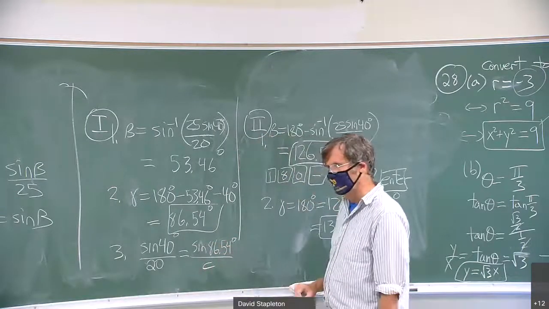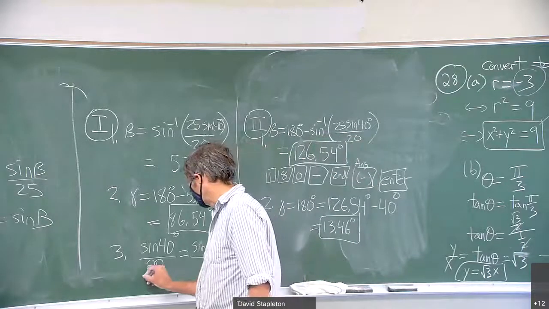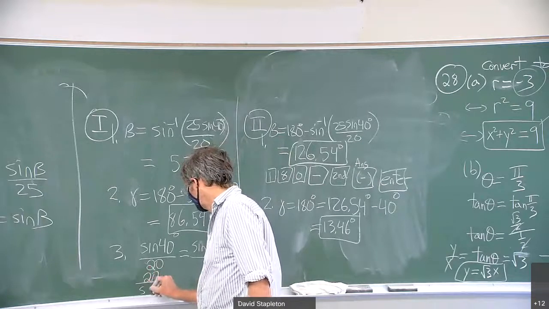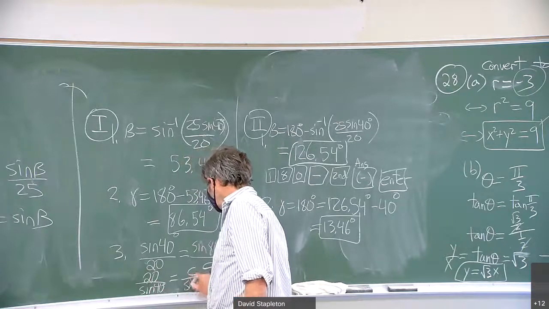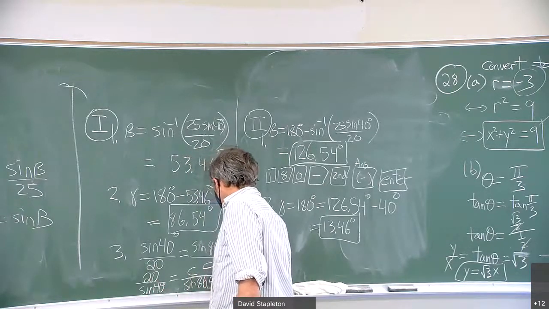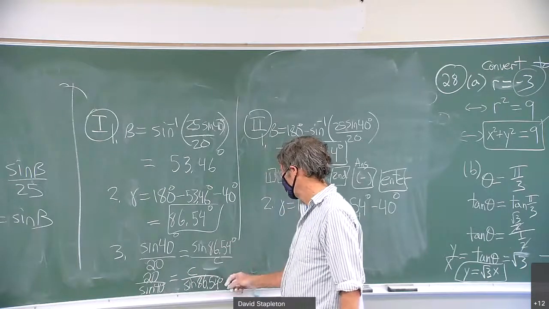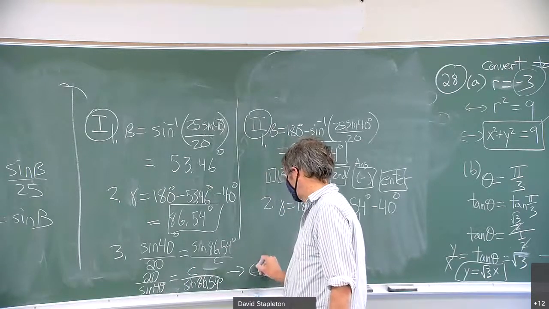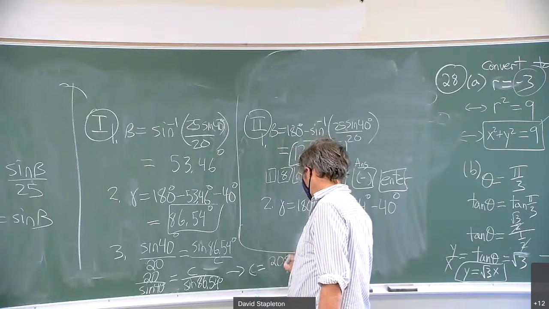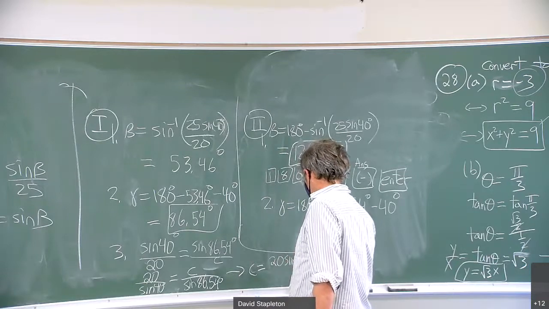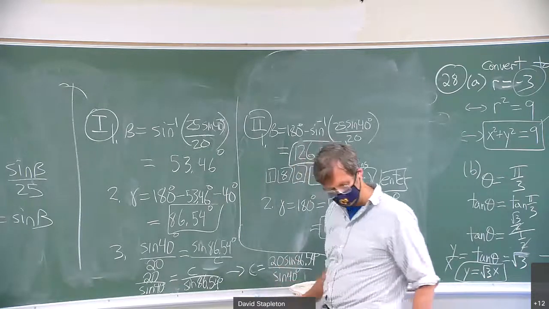Right? Well, if I would have been smart, maybe I would have written this upside down. Let's turn it upside down now, right? Because the law of sines goes right side up or upside down. 20 over sine 40 degrees equals C over sine 86.54 degrees. And I multiply both sides by sine 86.54, and we get then that C equals 20 sine 86.54 over sine 40. Now run that in the calculator.